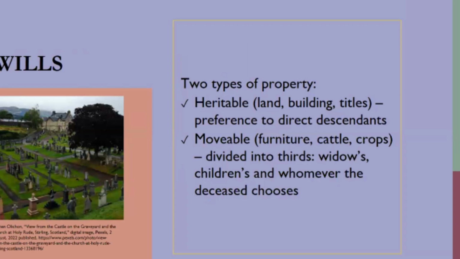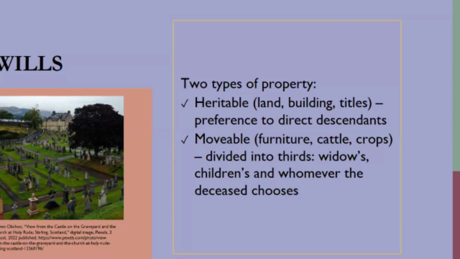So then we have wills, and there's two types of property that you'll find on a will. You'll find the heritable one, which is pretty much the stationary stuff, the land, the building, the title, if there was one, and then the movable, the furniture, the cows, the crops, whatever could be physically moved. The heritable property would go to the direct descendant or the eldest son, for example. The movable property would be divided into three parts.